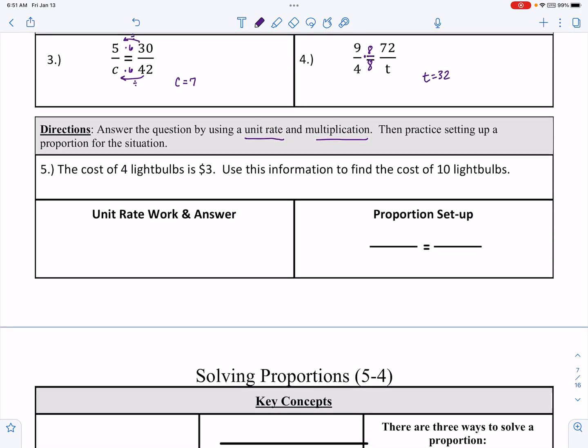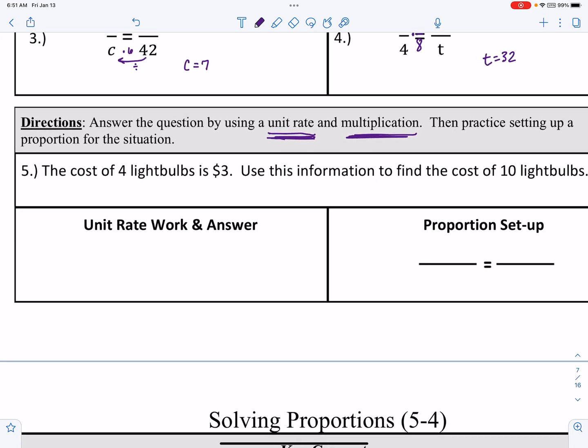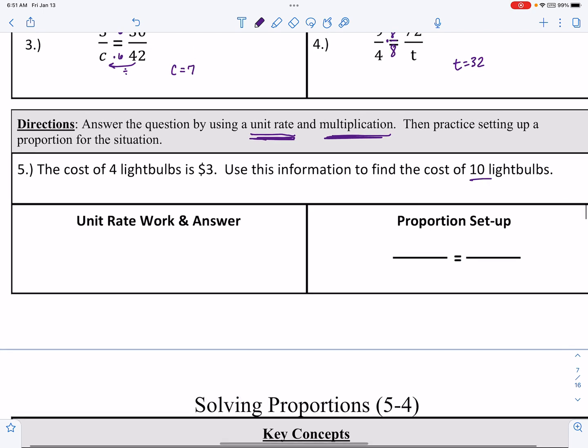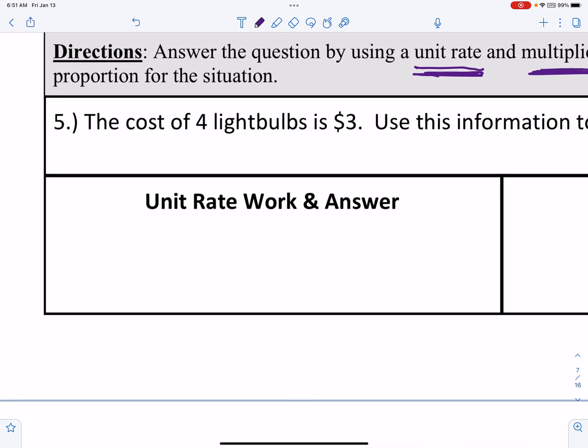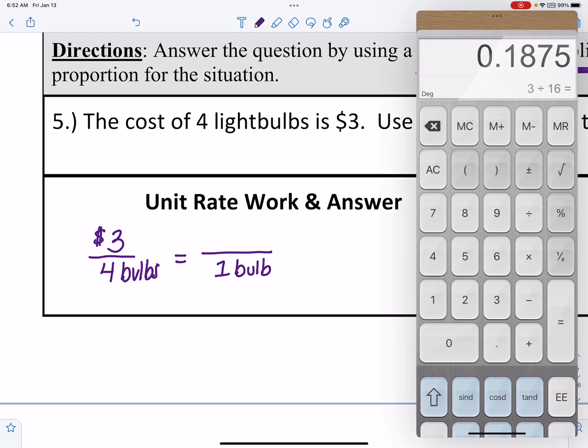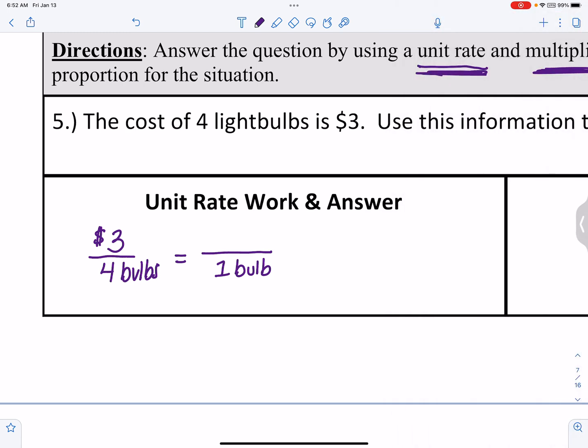All right, your last one here, we're looking at unit rate and multiplication, because basically this is saying if the cost of 4 light bulbs is $3, if you can understand what the unit rate is for 1 light bulb, then you can quickly multiply to figure out what it would be for 10 light bulbs. Okay, so we're going to just create the unit rate, and we're going to write our $3 on top, okay, because we want to know how much money for 1 light bulb. And so for $3, that's going to get me 4 bulbs. Okay, we want to create that unit rate, so we know that our answer is going to create a 1 bulb answer. And to create unit rates, we know we just do 3 divided by 4, which is 0.75.